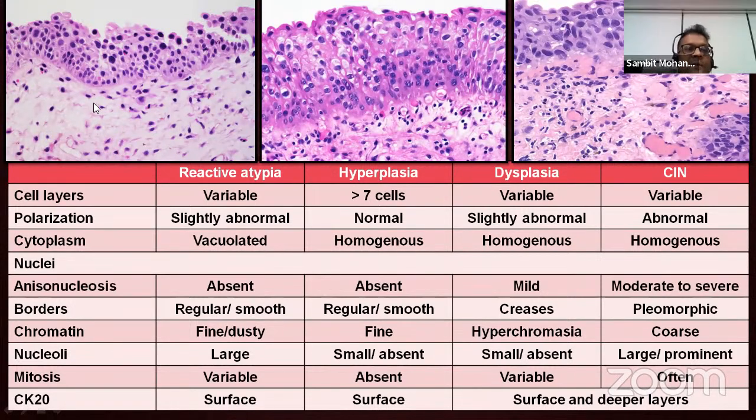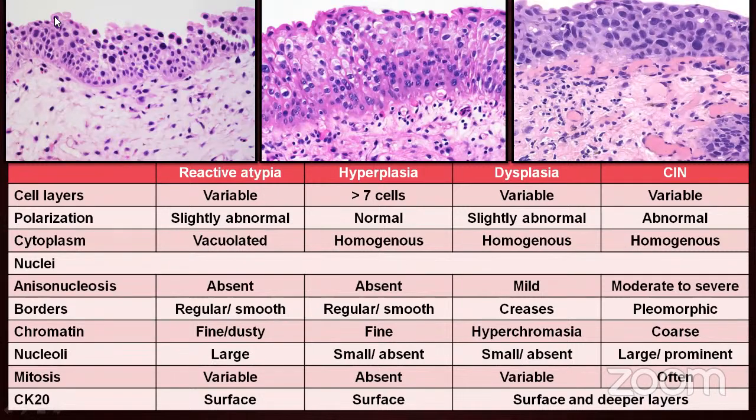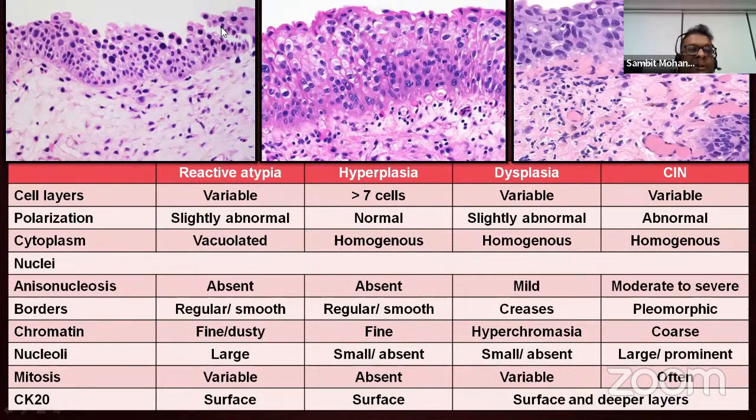What about this one? What is this one? Upashna, you want to take it? What is happening here? Is it this ugly or this innocent and banal looking? You tell me, what is happening here? Any one of you? How are you going to sign it out? This case, you do not have any immunostain in your lab.